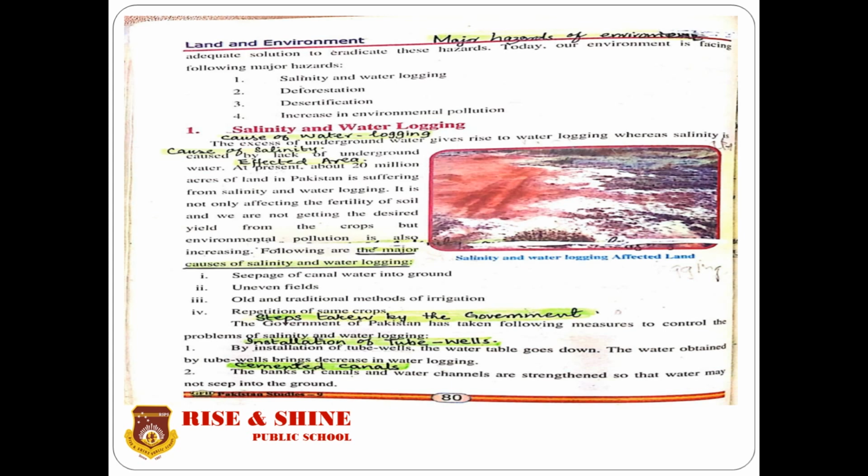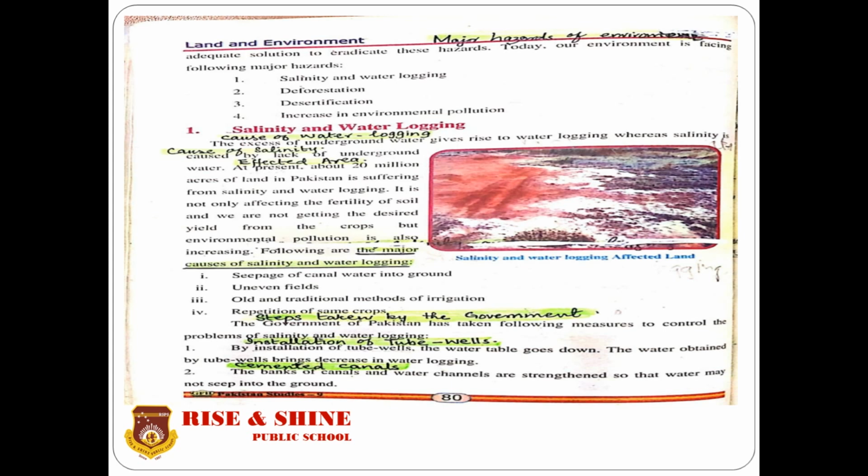Now the steps taken by the government. Right here the heading, steps taken by the government. The government of Pakistan has taken the following measures to control the problem of salinity and waterlogging. Number 1, installation of the tube wells.